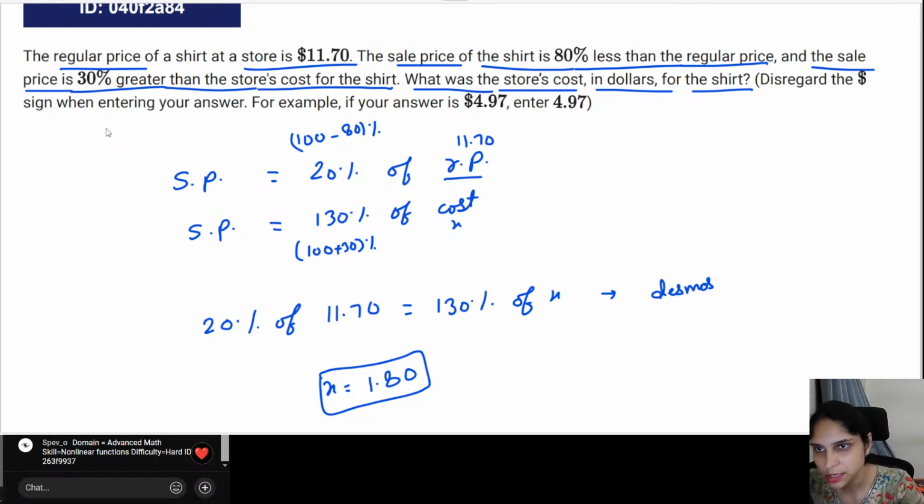There are two different equations given for sale price. We just make them equal to each other. Because this is also the sale price, this is also the sale price. Regular price is given to you as 11.70. Cost you have to find out. And that is how we solve this particular question.